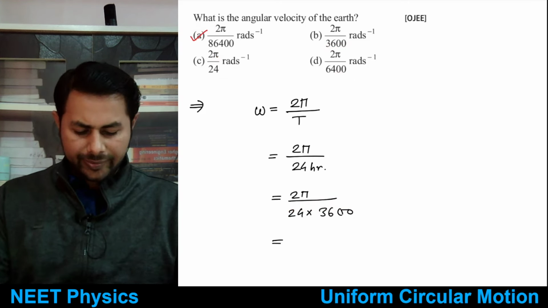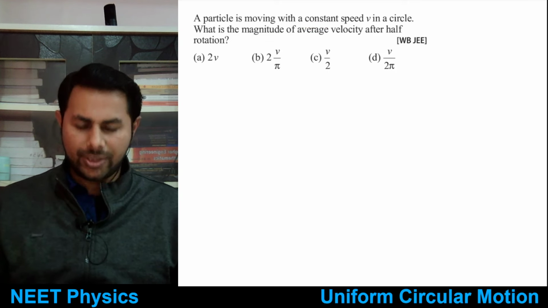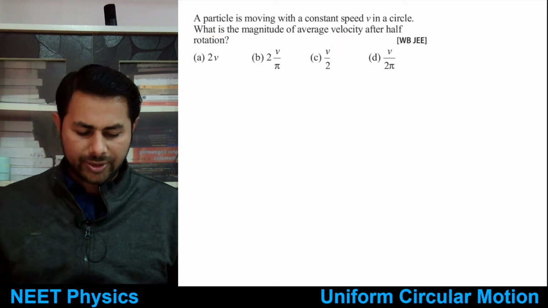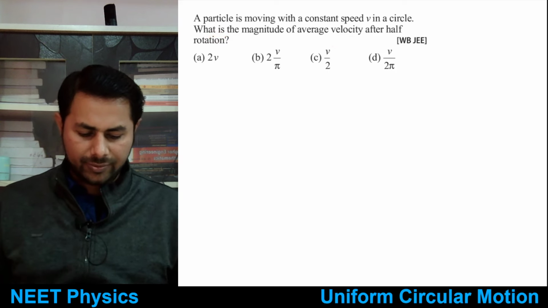All right, let's see next one. A particle is moving with constant speed v in a circle. What is the magnitude of average velocity after half rotation? Tell me, what is the magnitude of average velocity after half rotation?